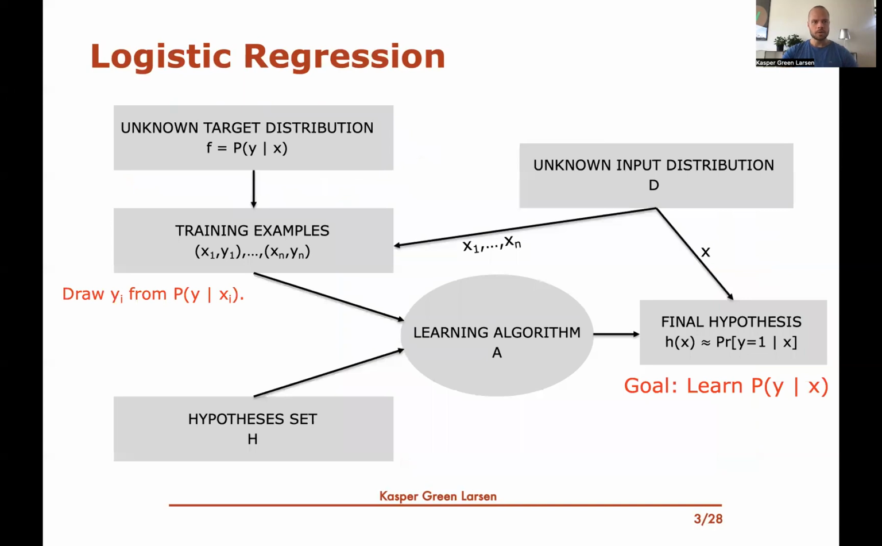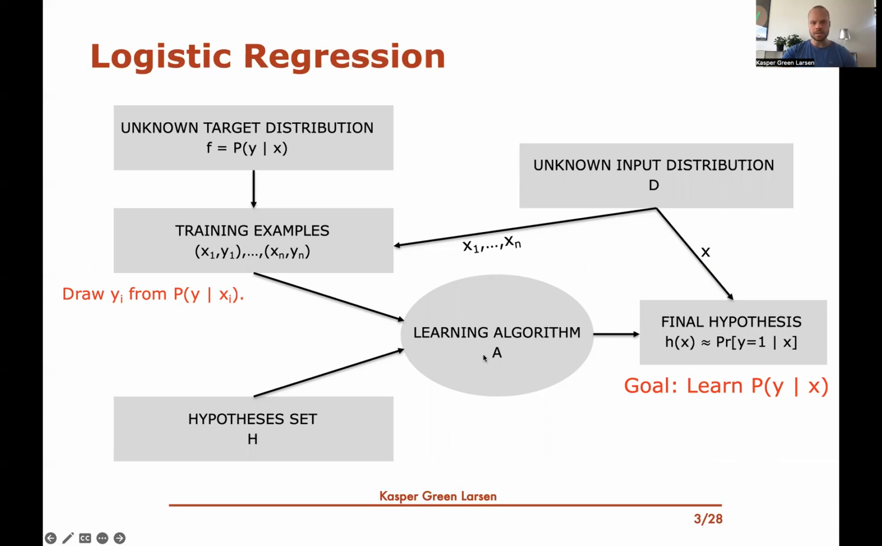Good. So we also looked at this in the supervised learning setup. The unknown target function is now an unknown target distribution. For every single feature vector, there's a distribution over labels, and this is really what we're trying to learn. Again, what we have available is training examples x1 to xn, drawn independently from some unknown input distribution d. Then for each of these feature vectors x1 to xn, we draw the label yi from the conditional distribution on the labels given the feature vector xi.